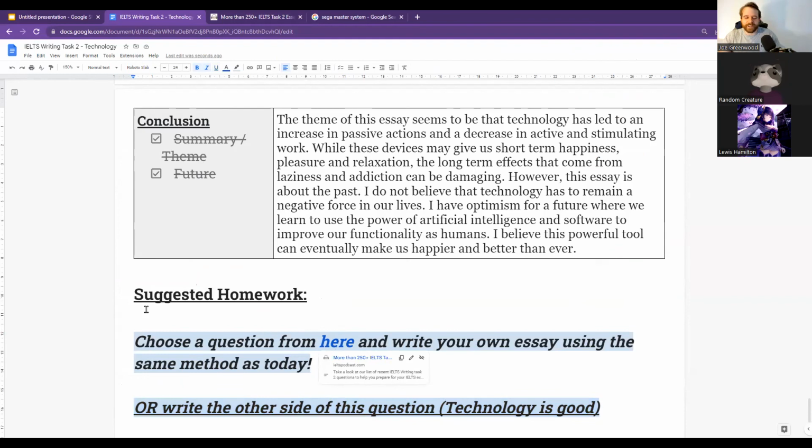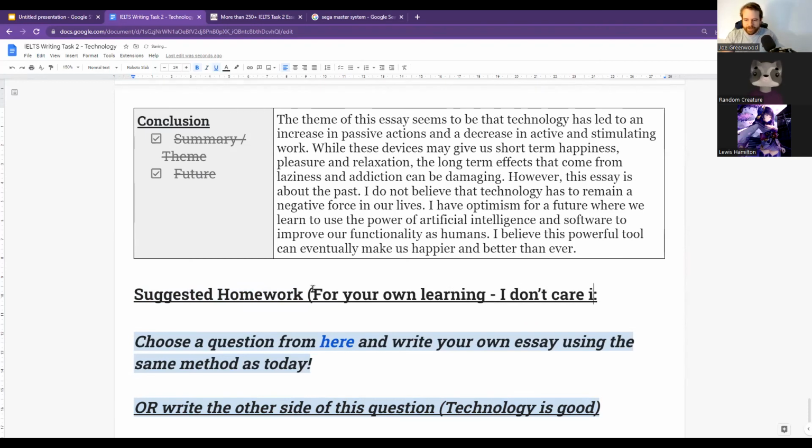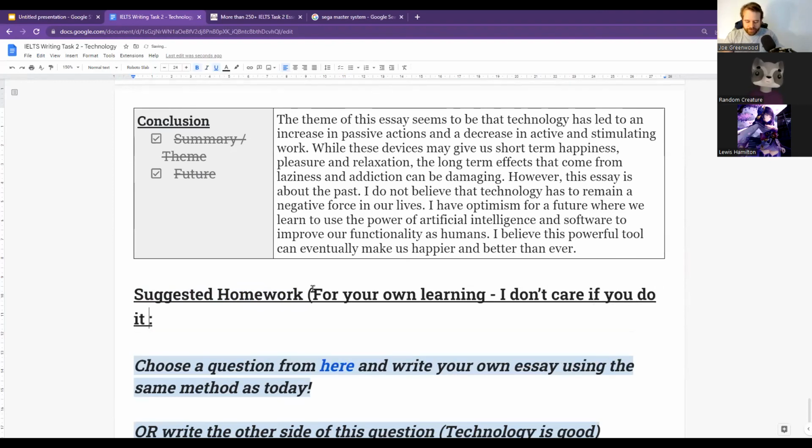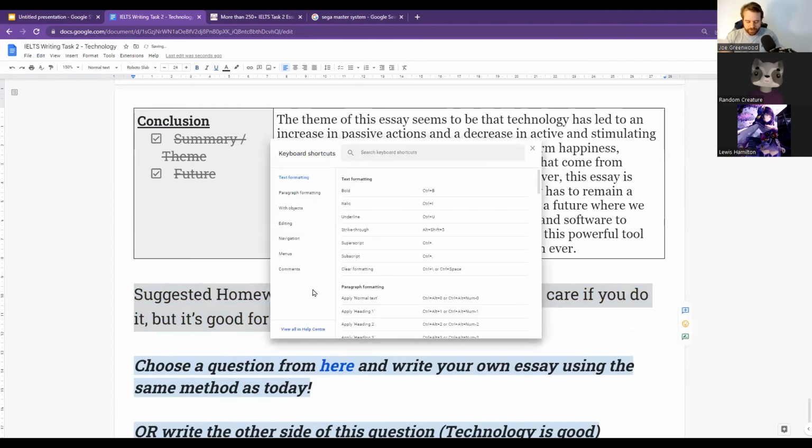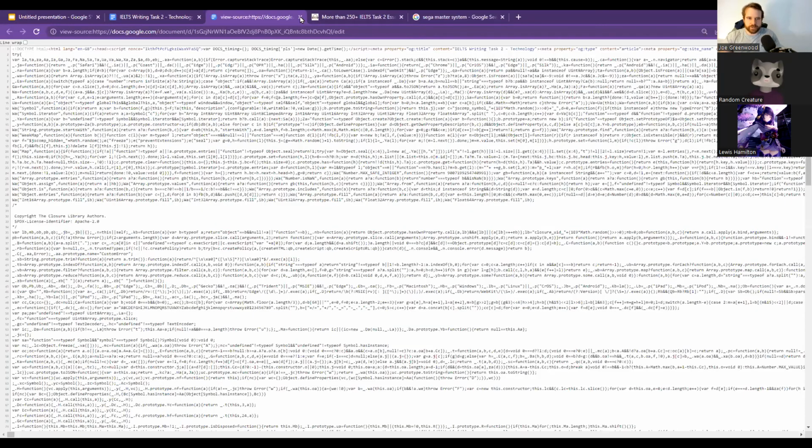You don't have to do the homework. It's suggested. It didn't sway me. This is just for your own learning. I don't care if you do it. But it's good for you, right? Just like I don't care if you eat vegetables tonight or if you go and eat 10 cheeseburgers. That's your choice. Except Jenny, it's not your choice. I mean, oops, random animal. I dropped your name.